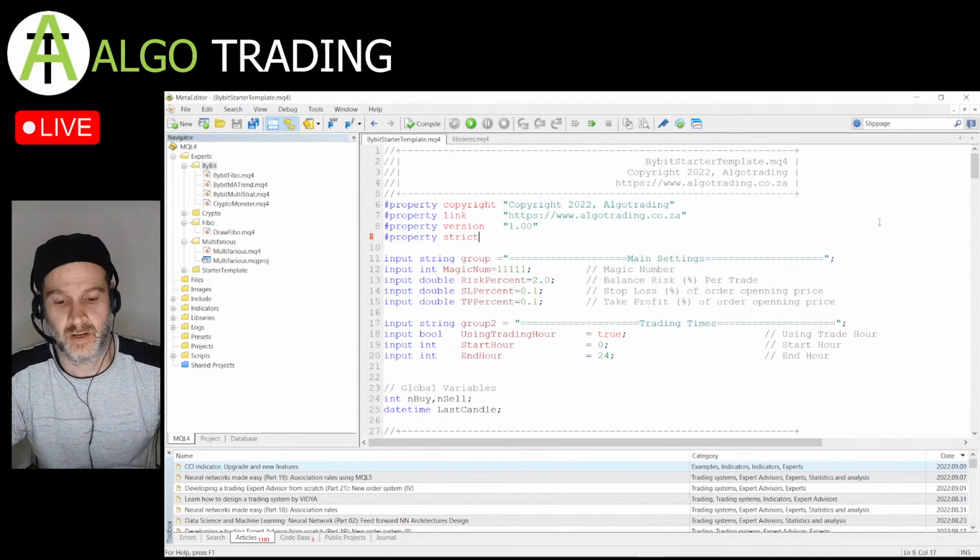Tonight's video, we are going to build a very simple momentum or breakout strategy on the BYBIT MT4 terminal.